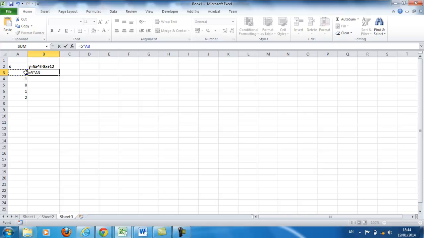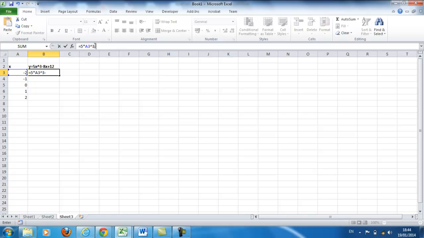Now to cube or square, or to raise anything to any power, you use the little hat function over the 6 on our keyboard, and in this case it's cubed. So it's 5 multiplied by, use a star for multiplication, and instead of x, I just click on the first value in the x range there, which is minus 2, and that's cubed.